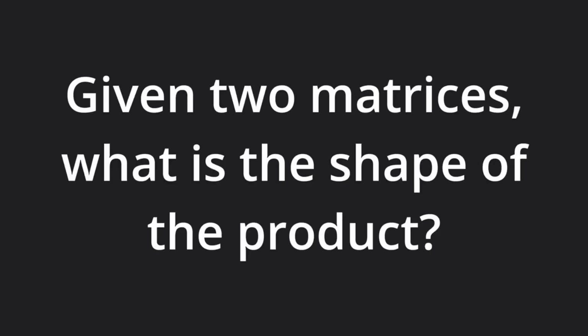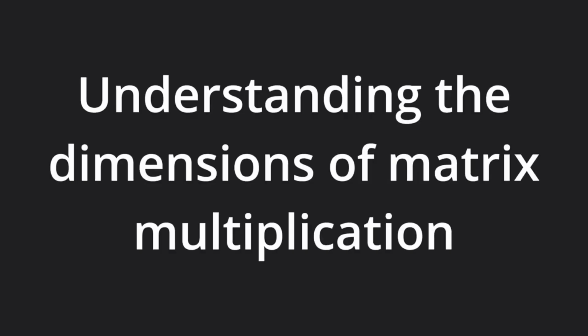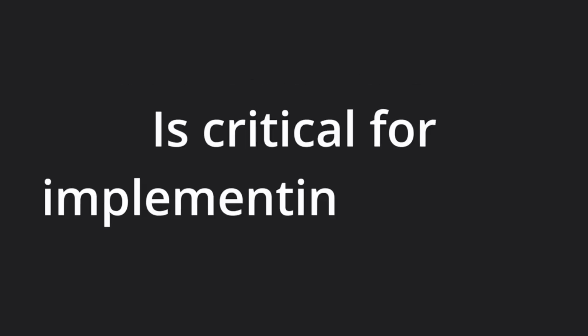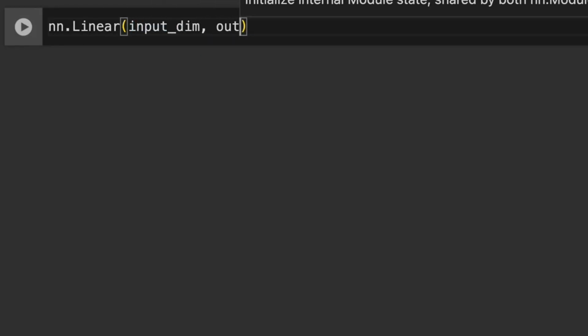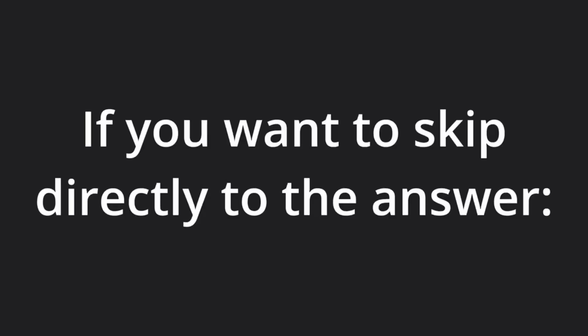Let's get started with the quiz. Question 1. Given two matrices, what is the shape of the product? Understanding the dimensions of matrix multiplication is actually important for implementing models, since libraries like PyTorch require you to specify these dimensions when instantiating components of a model. If you want to skip directly to the answer, the timecode will pop up now.